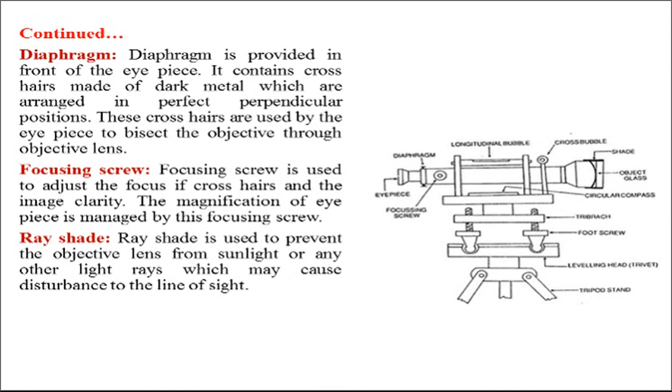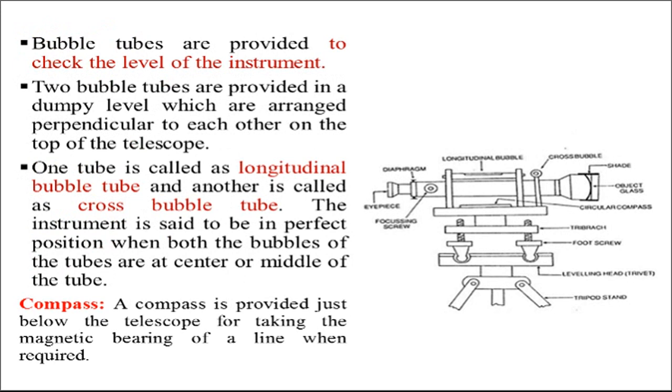Next one, bubble tube. Bubble tubes are provided to check the level of the instrument. So here there is one bubble tube and another bubble tube is there perpendicular to this longitudinal bubble tube. So this is called as longitudinal and this is called as cross bubble tube. So bubble tubes are provided to check the level of the instrument.